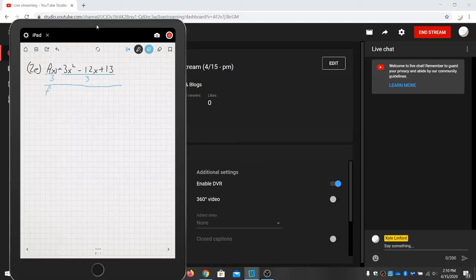I'm going to get f of x divided by 3 equals x squared minus 4x plus 13 over 3. Now I'm going to subtract the constant number from both sides. The 13 over 3 is going to be subtracted. So I have f of x over 3 minus 13 over 3 is equal to x squared minus 4x. So this is just like normal.